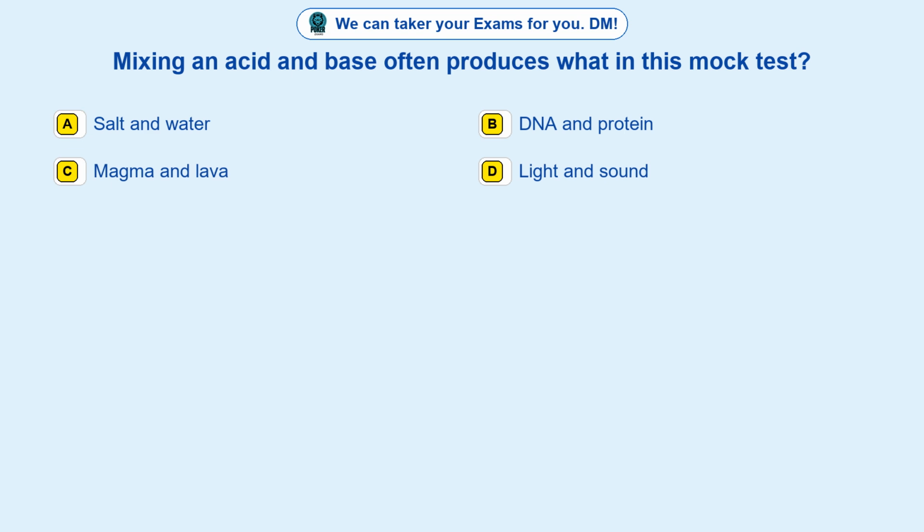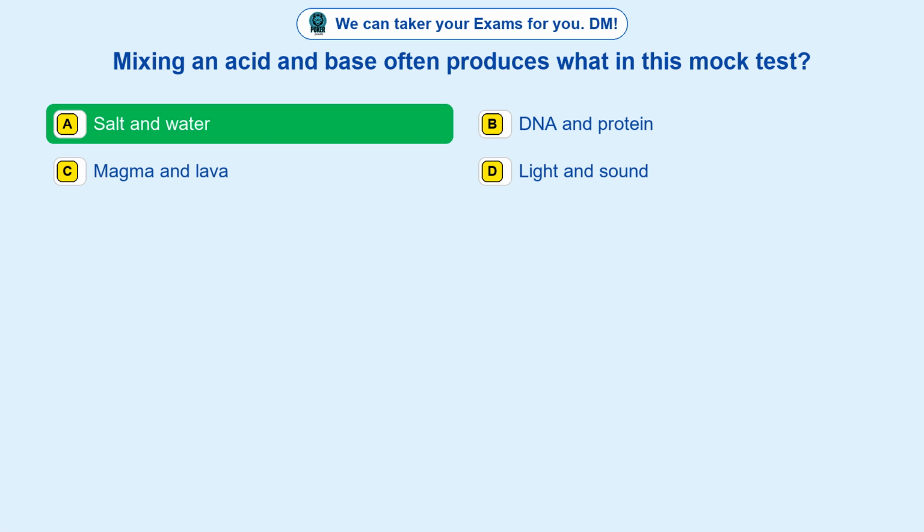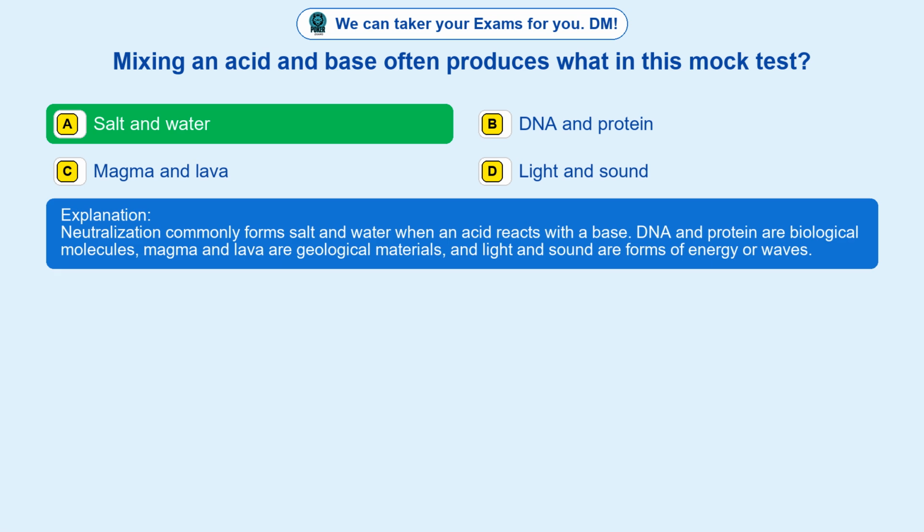Question 38. Mixing an acid and base often produces what in this mock test? Option A, salt and water. Option B, DNA and protein. Option C, magma and lava. Option D, light and sound. The correct answer is option A, salt and water. Neutralization commonly forms salt and water when an acid reacts with a base. DNA and protein are biological molecules, magma and lava are geological materials, and light and sound are forms of energy or waves.